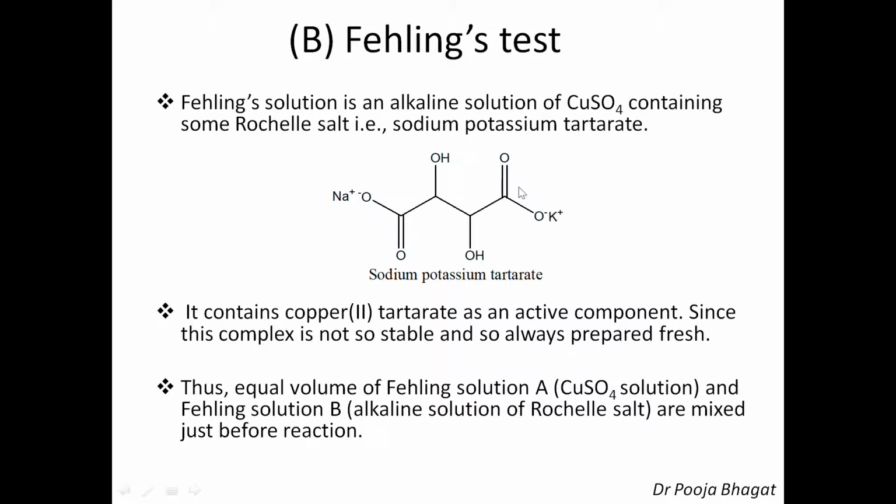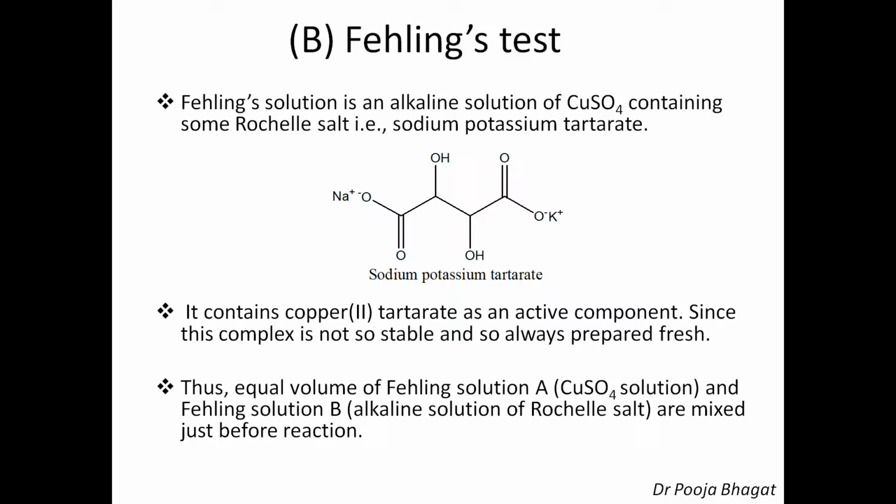So it is a 4-carbon compound with 2 COOH groups, and the COOH groups are always present at the terminal positions, and on the second and third positions an OH group is present. That is tartaric acid, and here it is sodium potassium tartrate, meaning one of the acid groups is present in the form of the sodium salt and the other as the potassium salt. So this is sodium potassium tartrate. Now what is the role of sodium potassium tartrate? In Fehling solution, copper 2 tartrate is present as the active component. Since this complex is not so stable, we have to always use fresh Fehling solution.